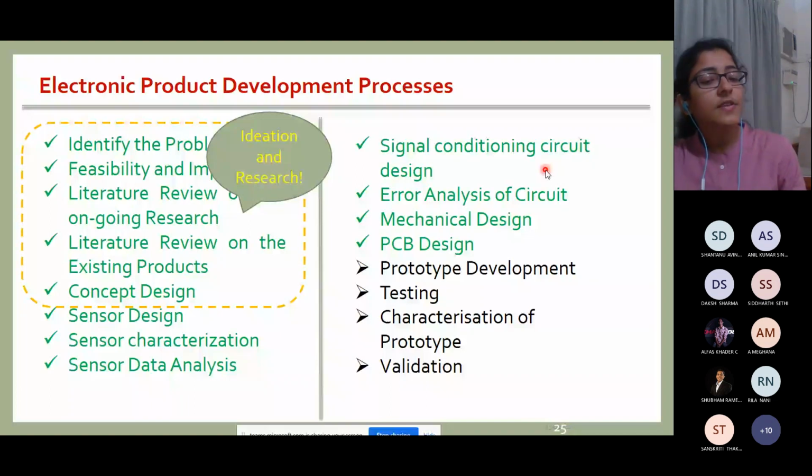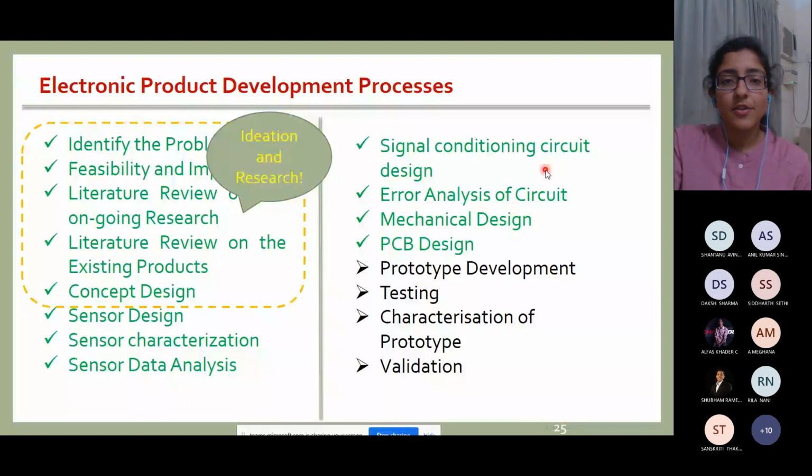So in our product process, sensor design is done, then signal conditioning, error analysis, PCB design, all those things are done. Now we'll move to the prototype development. For prototype development, you can visualize the product, or you can make a 3D simulation. So I will show how it is for my case.